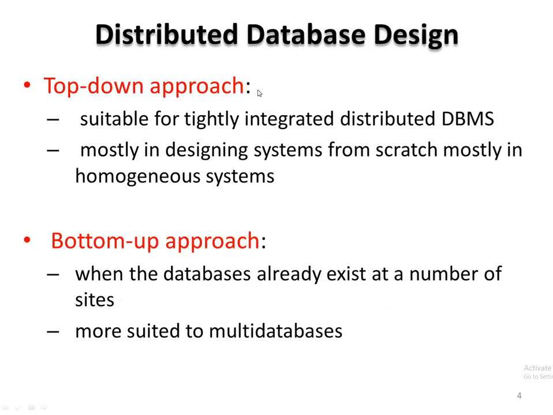Now for designing a distributed database, there are two approaches. First is the top-down approach and second is the bottom-up approach. The top-down approach is suitable for tightly integrated, logically integrated distributed DBMS, and mostly it is used for designing a distributed system from scratch. The nature of this system is homogeneous. Another approach is the bottom-up approach. When the databases already exist at a number of sites, this approach is used. So it is mostly suited to multi-databases.